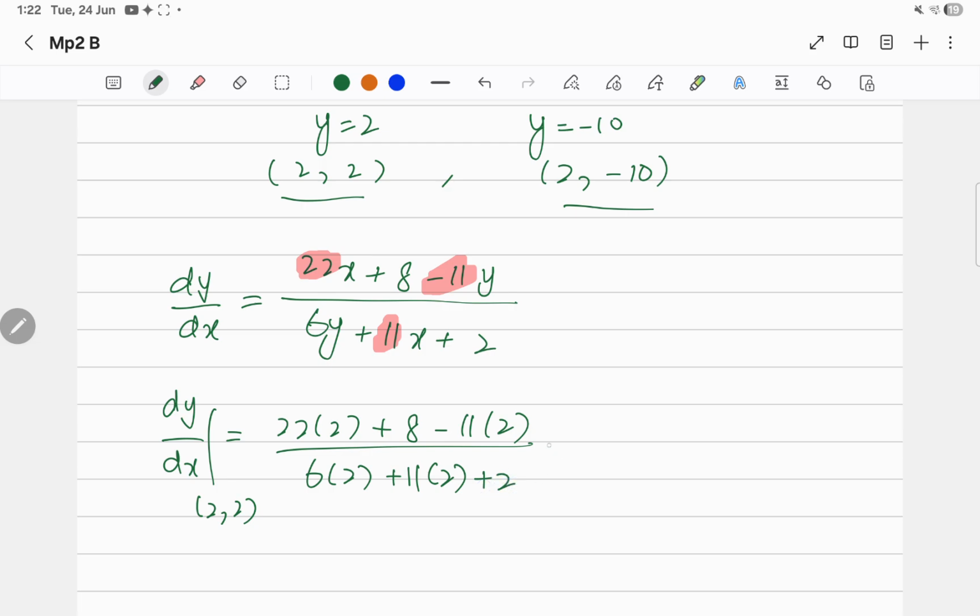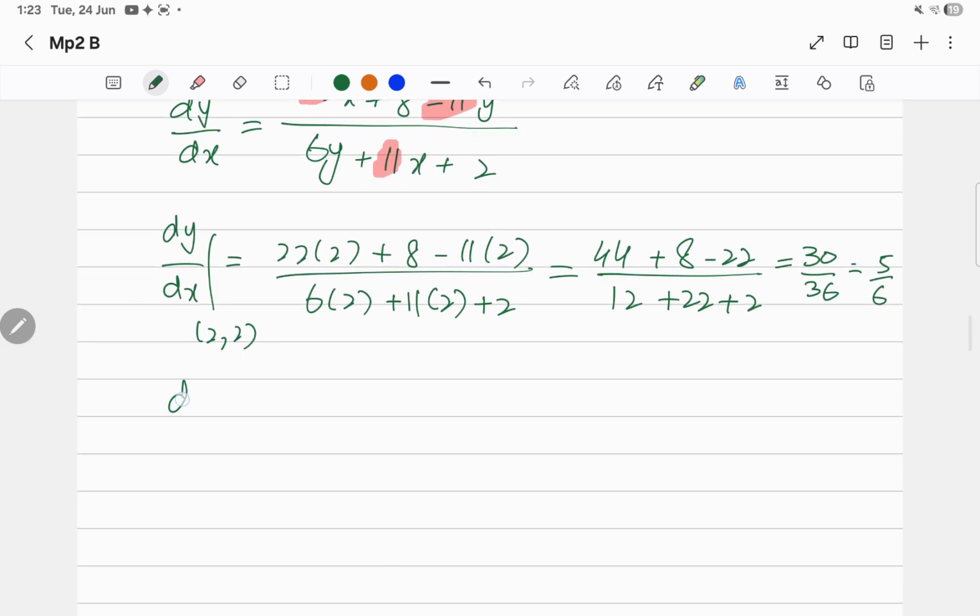So if you work out this, 22 times 2 is 44, plus 8 minus 22 over 6 times 2 is 12, plus 22 plus 2. So if you add them, it will be 30 over 36, which is 5 over 6.